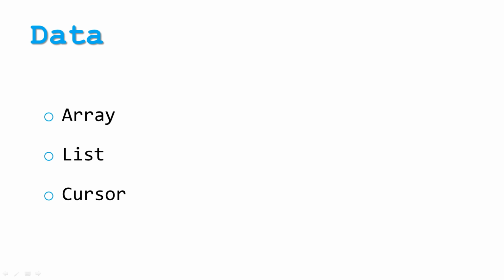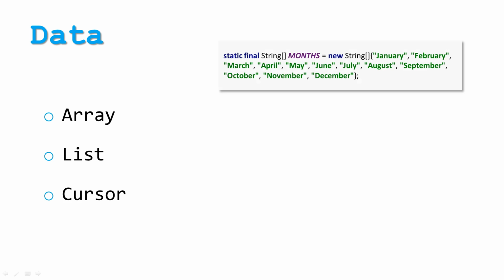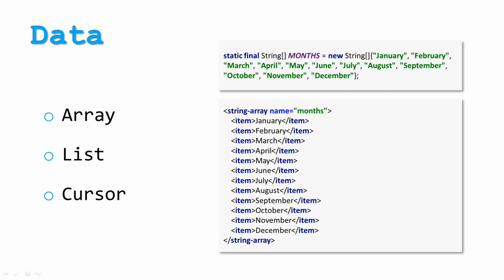To get started, we'll need some data, or what's the point of having a list view? Data can be defined as an array, some kind of a list, or a database cursor. If using an array, it can be created programmatically, or declared in the resource file as an array.